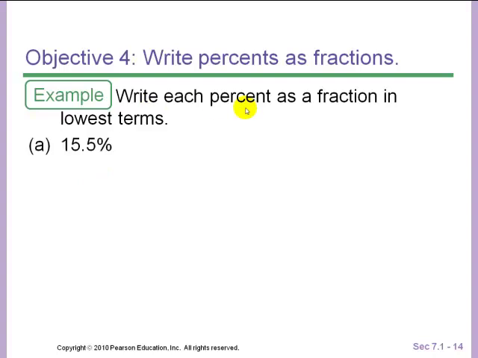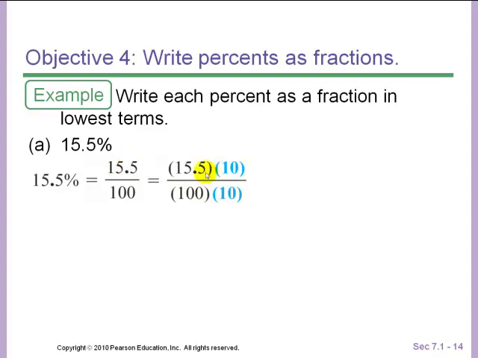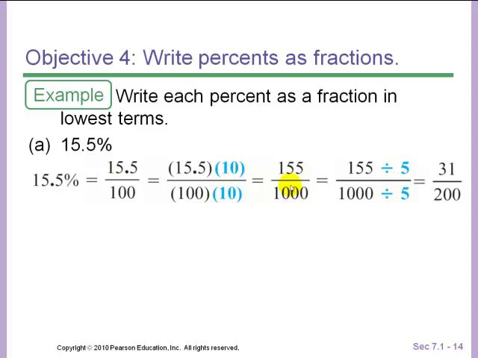Write each percent as a fraction in lowest terms. 15.5%. This will be 15.5 over 100. When you're working with decimals and fractions, you need to first multiply by 10 or 100 in order to get the decimal to be a whole number. So we're going to multiply top and bottom by 10 to get 155 over 1,000. And now we divide both top and bottom by 5, and we get 31 over 200.